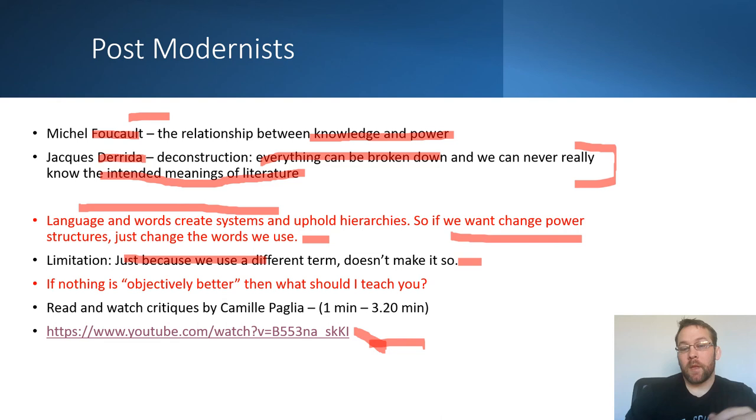And I don't think that's true, right? I think we should be changing words to be more inclusive. We should be changing words to not be harmful, to not perpetuate hate. But just because we change language and words doesn't mean that we change the reality in the outside world, right? Again, if nothing is objectively better, then what is it that I should teach you, right?